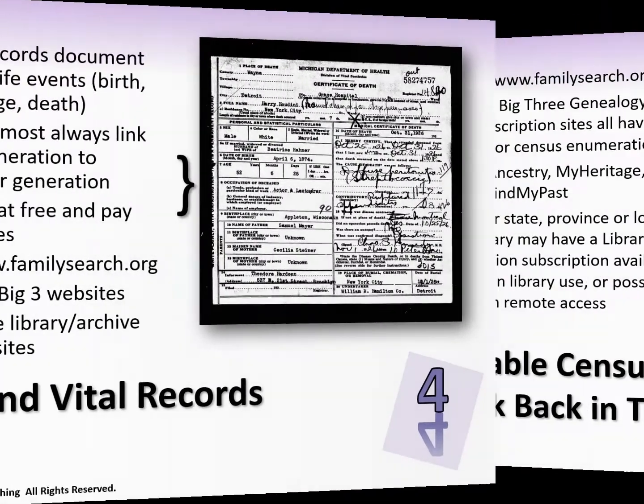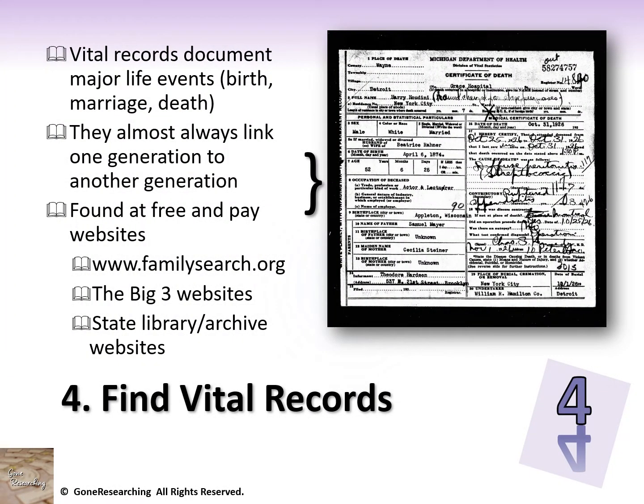The fourth step is find vital records. Vital records document major life events, births, marriages, and deaths. They almost always link one generation to another generation unless you find the answer unknown or not known. Vital records can be found at free and pay websites such as FamilySearch.org, the Big Three subscription websites, but they can also be found at state library and archive websites.